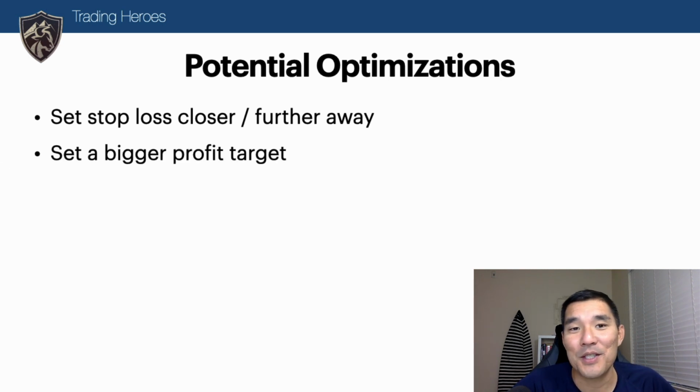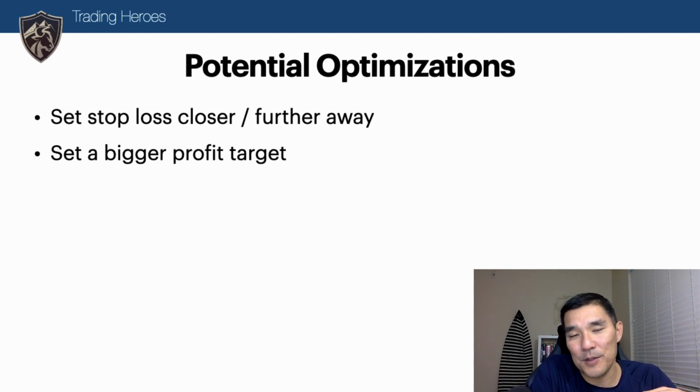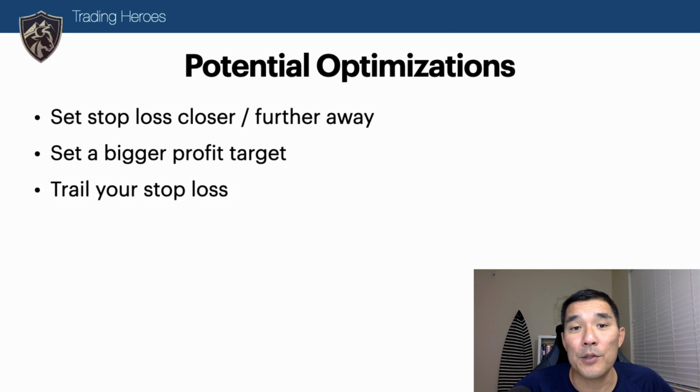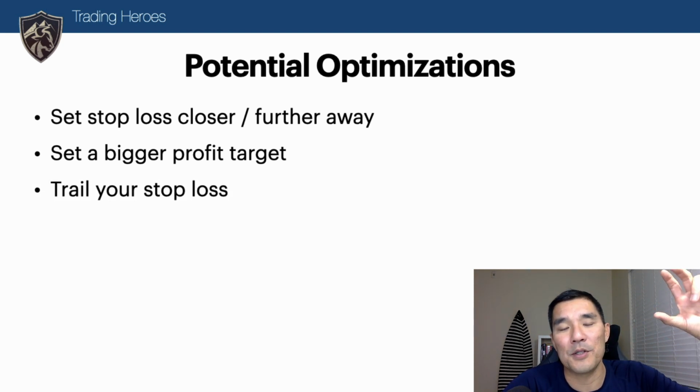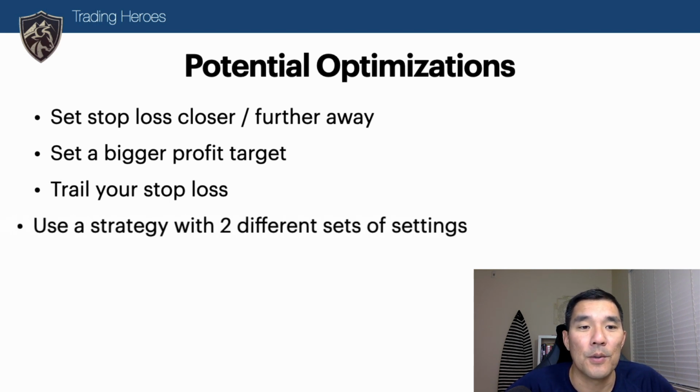Another potential optimization is to set a bigger profit target. So you'll win less often, but your winners will be bigger. So sometimes those bigger winners can offset your losers, and that can be a great way to potentially optimize your strategy. Then you can also trail your stop loss. I have some videos about the trailing R or the R multiple trailing stop loss, and you can use things like the PSAR or other indicators that will allow you to trail your stop loss. You can also use simple support and resistance. That's a great way to do it. So you could do that.